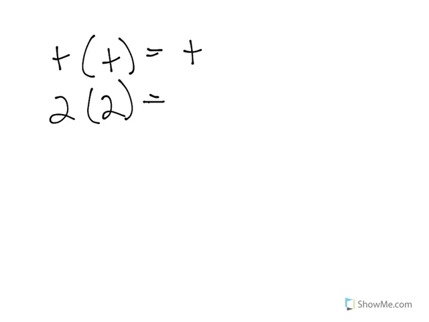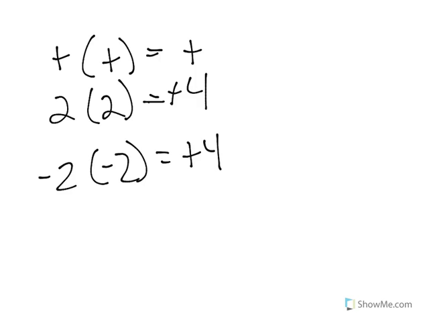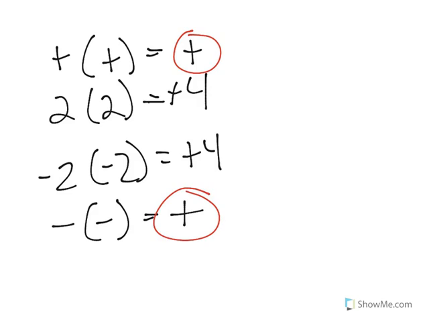So, multiplication, a positive times a positive is a positive. This one's easy to figure out. 2 times 2 is positive 4. Now, if they're both negative, negative 2 times negative 2, that is also positive 4. A positive times a positive is positive. A negative times a negative is positive. Well, you can remember that. If both signs are the same, your answer is positive.